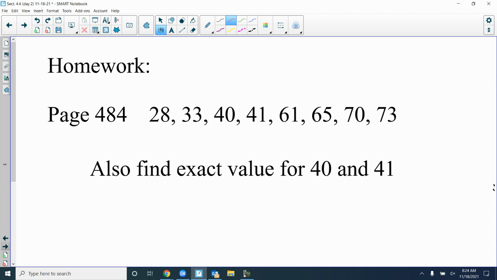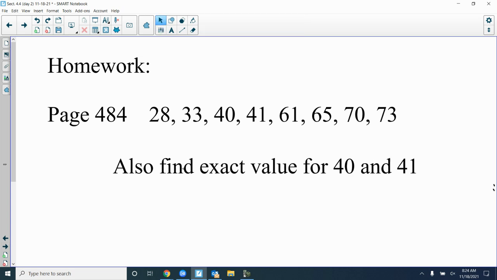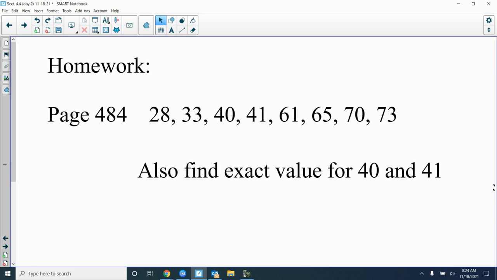All right. So page 484. When we found the exact value, I want you to find the exact value for 40 and 41, as well as the decimal, because I know that the answer in the back of the book will have the decimal. I also want you to be able to find the exact value.